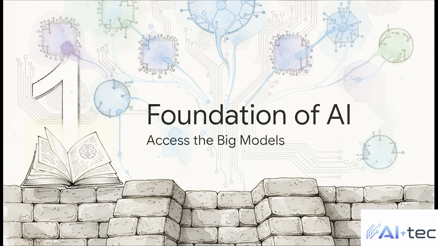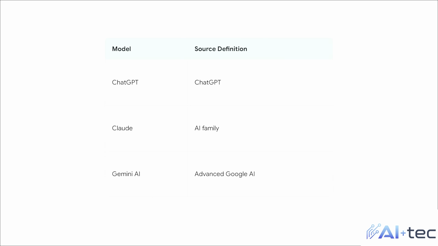Accessing the big models. These are the big players in the space, defined exactly as they are in the AI+tec catalog. You've got ChatGPT, which they frame as the industry-standard foundational model. Then there's Claude, explicitly defined as a family of artificial intelligence. And finally, Gemini AI, which is a family of advanced artificial intelligence models developed by Google. Having these specific, distinct platforms right on your phone means you essentially have different brains you can consult at any given time. Depending on exactly what your project needs, you can pivot between these foundational models to get the absolute best starting point for your academic work.